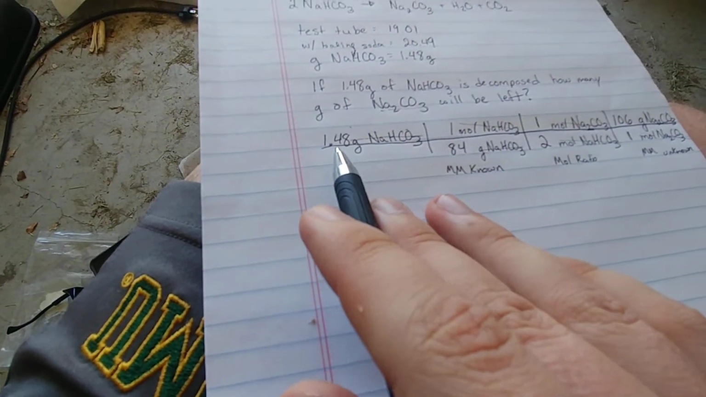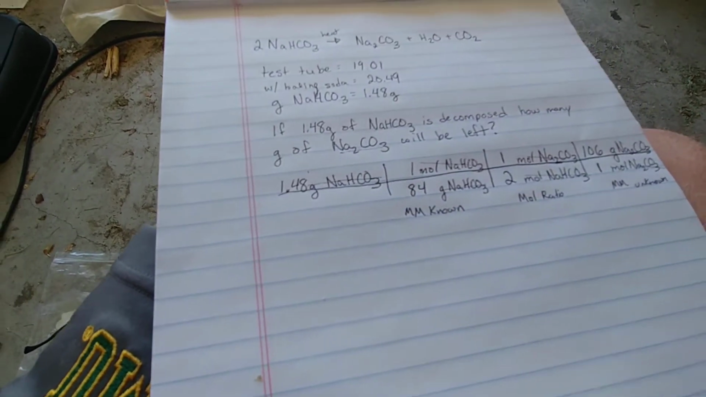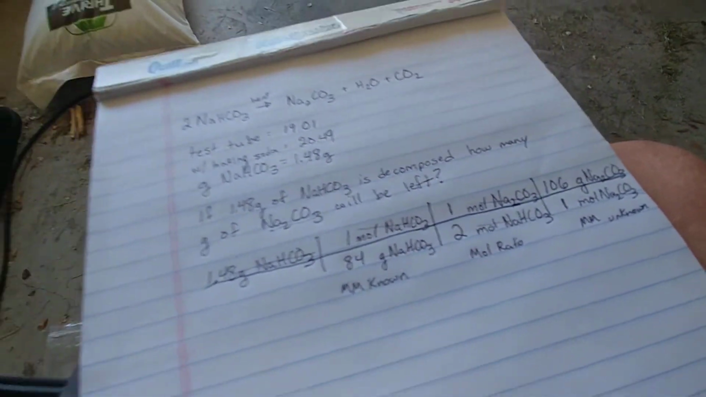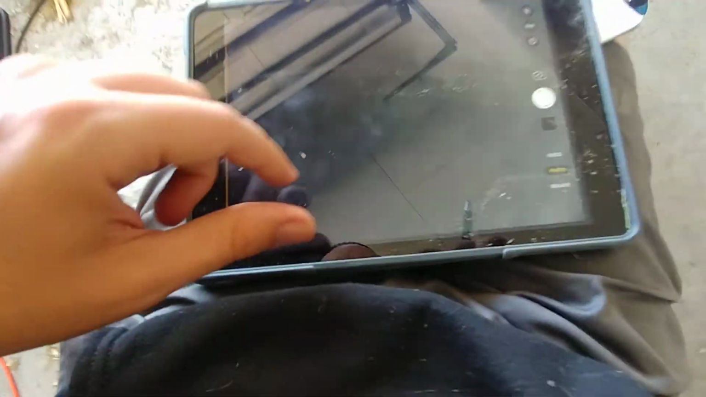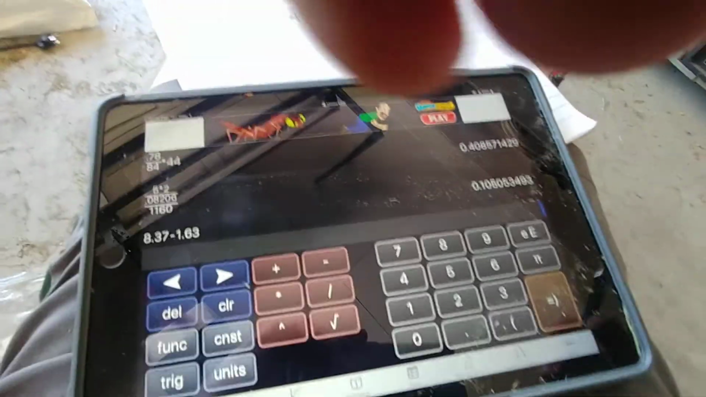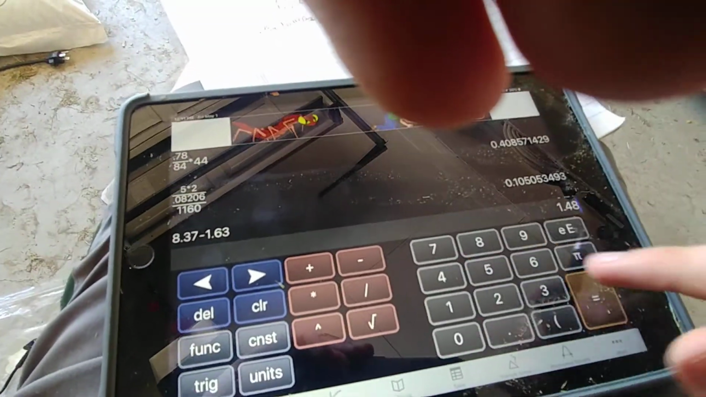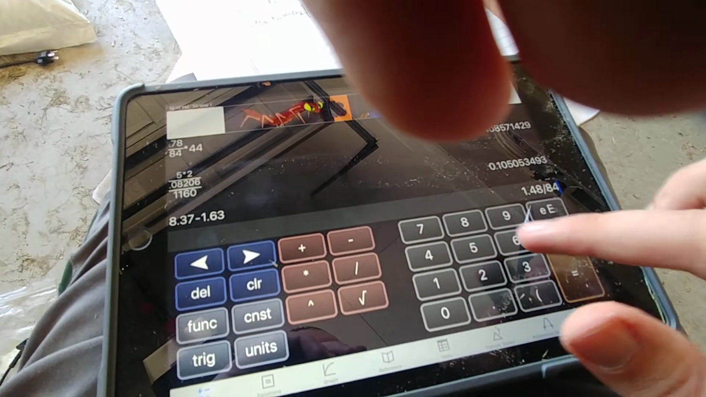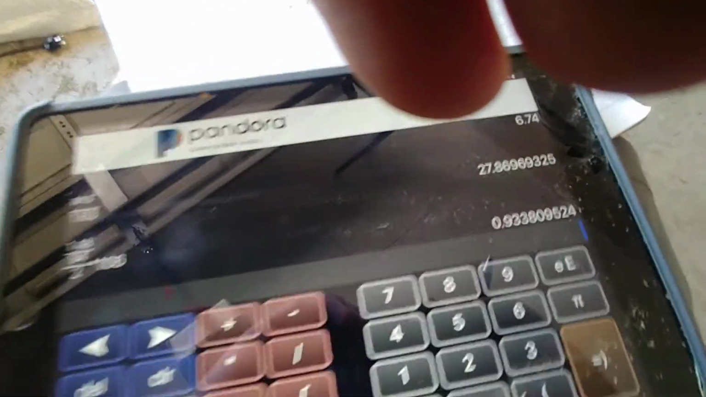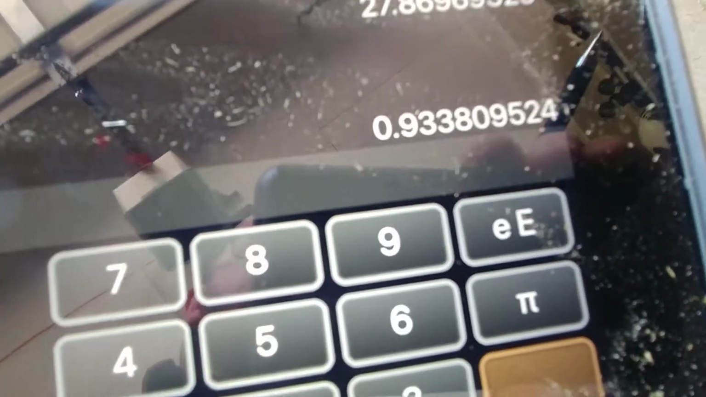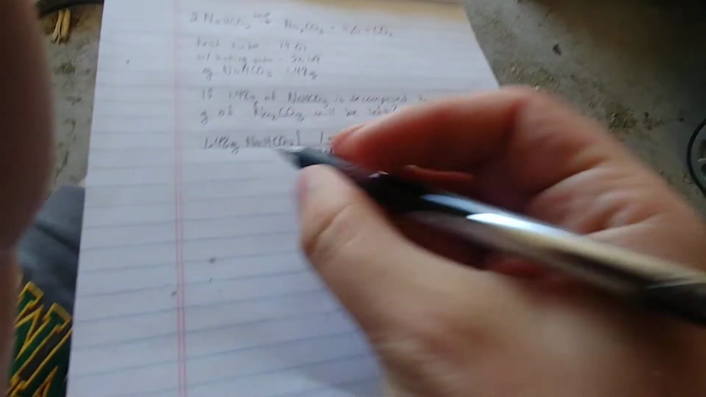So we're going to take 1.48, divide it by 84, divide it by 2, and then times it by 106. And I happen to have a handy dandy calculator right here. Okay, if it works. There we go. All right. 1.48 divide 84 divide 2 times 106. I get 0.933. We'll say 0.934 to round it with sig figs.